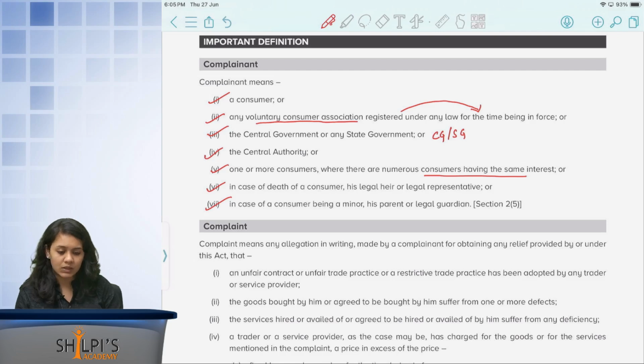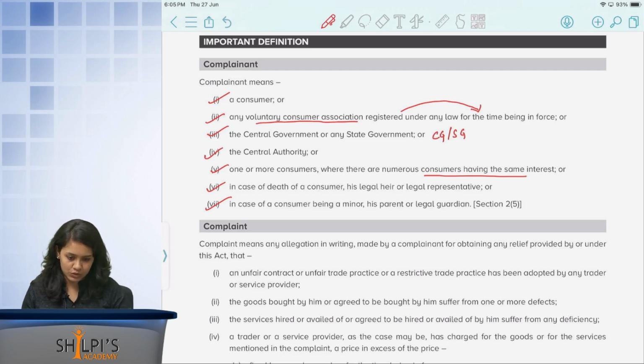So, the complainant definition is very, very simple. It is a consumer or voluntary consumer association. Central government, state government, any central authority. When there are multiple consumers involved, 1 or 2 consumers representing the 20,000 people. In case of death of the consumer, his legal heir or representative. In case of the consumer being a minor, his parent or legal guardian.